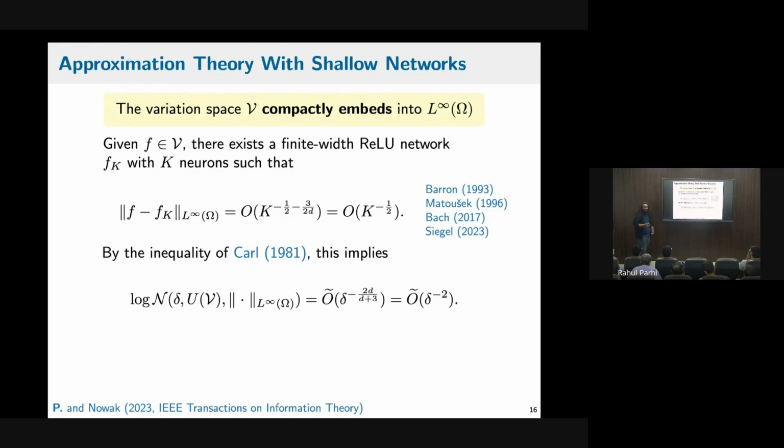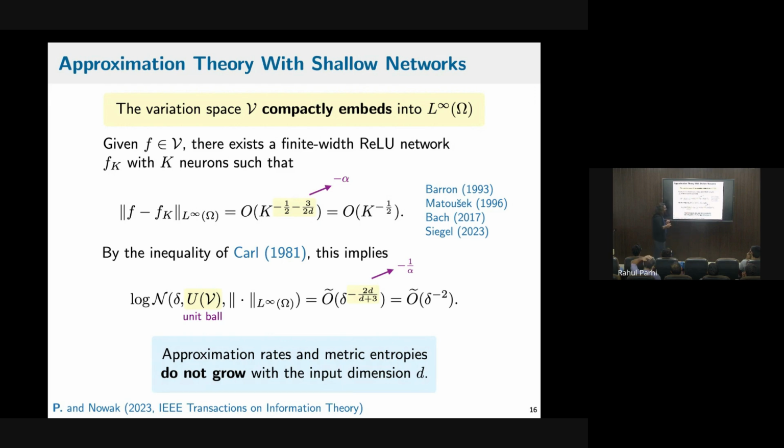So with that, there's a nice inequality in approximation theory called Carl's inequality, which basically says if I have an approximation scheme that's reasonable in some sense, it'll immediately give us a bound on the metric entropy of the unit ball of a Banach space. So just to give some context to these exponents, if this one is minus alpha, this delta to the minus 2d over d plus 3 is minus 1 by alpha in the exponent. And of course, you can always upper bound this by delta to the minus 2. So the takeaway message from what's going on here is that approximation rates and metric entropies don't grow with the input dimension for this class of functions.